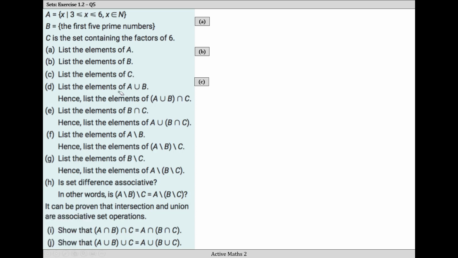So the first thing is, write down all the numbers between and including 3 and 6. So A is equal to the set 3, 4, 5, and 6. B is the first 5 prime numbers. So prime numbers are numbers where the factors are only 1 and the number itself. So we have 2, 3, 5, 7, 11. We don't include 9 because obviously 3 times 3 is 9, so it's not a prime number. C is the set of factors of 6. So the factors of 6 are 1, 2, 3, and 6.